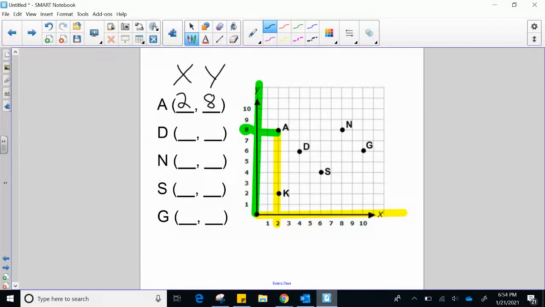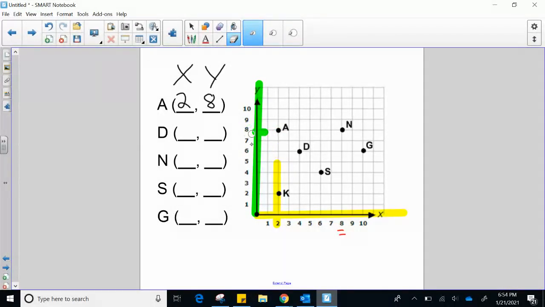Now, if I would have said 8, 2, that is a very different point. Point 8, 2 would be along 8 on the x-axis and 2 on the y-axis, and those two meet right here. You can very clearly see that there is absolutely no point A right there. So I'm going to go ahead and get rid of it.